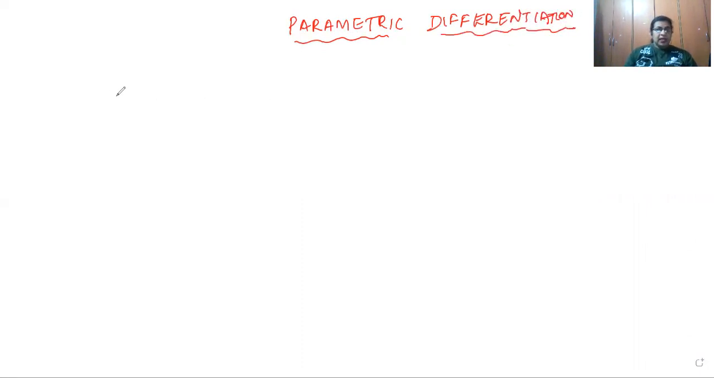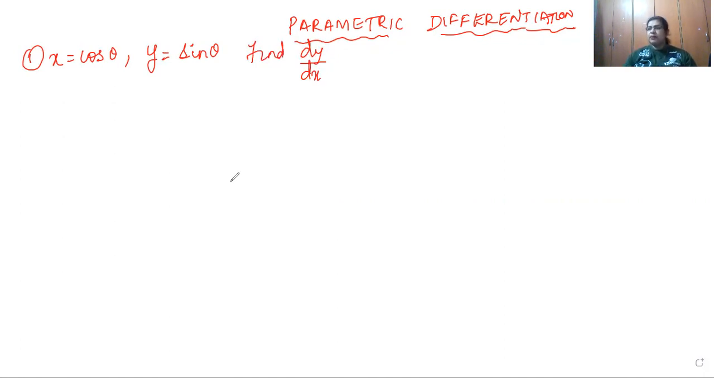Now, suppose let me take one example and explain it to you. X is given to you as cos theta. Y is given to you as sin theta. Question asked is find dy by dx. Earlier we were solving questions based on x and y, but now you can see something else is also there, that is theta. So here, that theta is called the parameter. In your textbook you may have the parameters t or theta, only two.